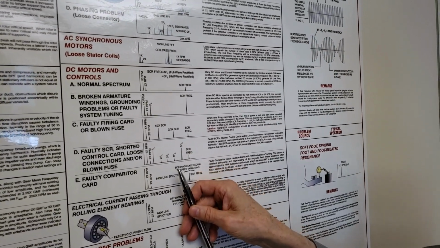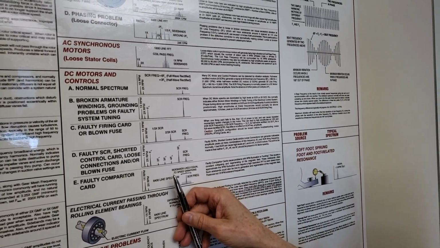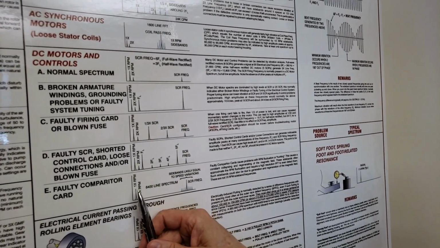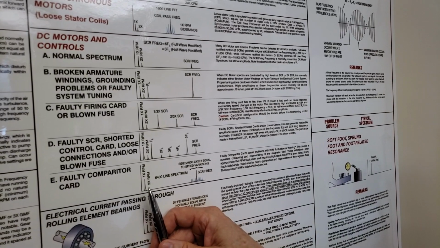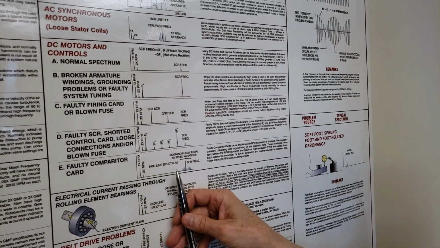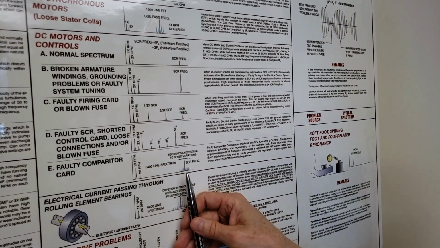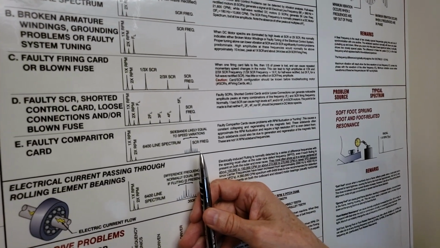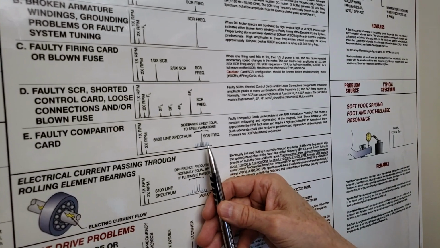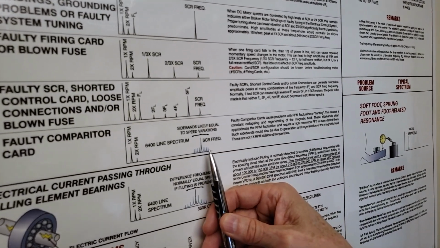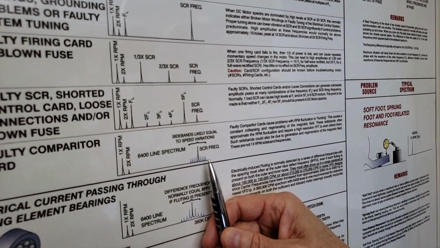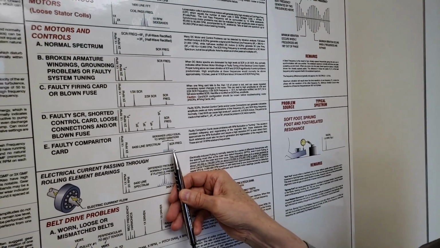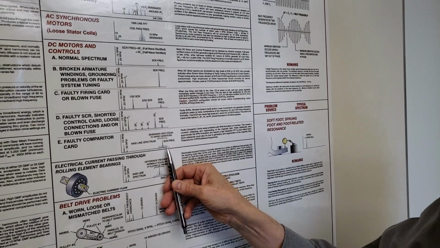And finally, the other problem that occurs often within DC motors is faulty comparator cards, which control the speed of the DC motor. These are, again, part of the control mechanisms that keep the speed constant, keep it from hunting. If you notice these little sidebands, which are blue in color, to the right and left of the SCR frequency, these are not 1 times RPM sideband frequencies, but the difference in RPM.